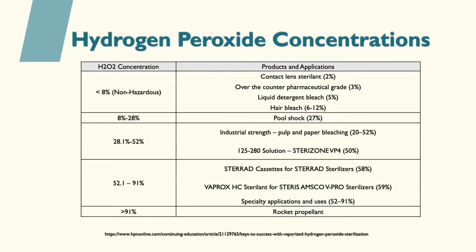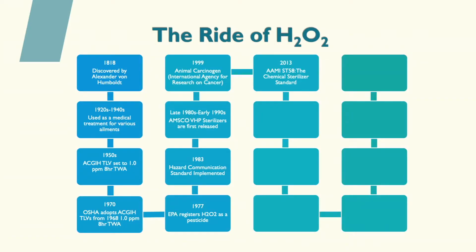So now we're going to look at the time chart of hydrogen peroxide. And you'll notice that there's some empty blocks, and I'll get to that later. But hydrogen peroxide was actually discovered in 1818. It was used in the 1920s and 40s for various medical ailments, slowed down a little bit in the 50s. And in the 50s the ACGIH finally came out with a 1 ppm PEL that still stands to this day. So that PEL is 70 years old.